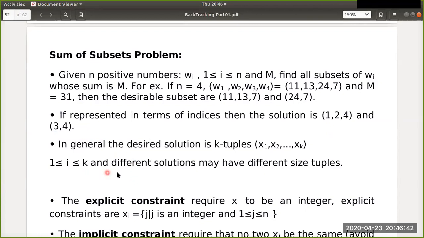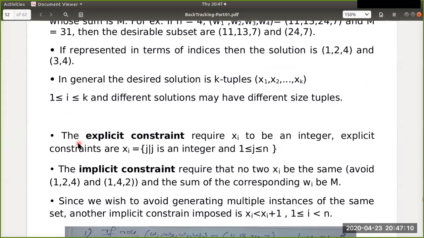Here, different solutions may have different size tuples. If I represent with indexing, the size is 3 for one and 2 for the other. Whereas when I represent with binary values, it is a fixed size: 1101 for the first solution and 0011 for the second solution.